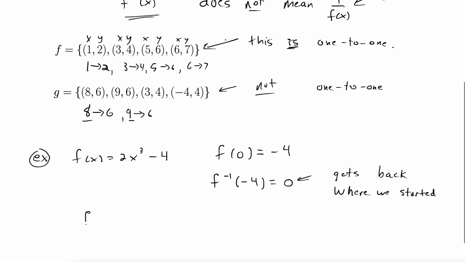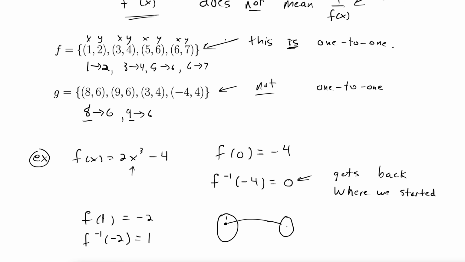Same function, let's do f of 1. Plugging 1 in for x, that's 2 times 1 minus 4, which equals negative 2. So f inverse of negative 2 must get us back to 1. We can look at it like this too: we put in 1 and we get to negative 2. That's our f. If we go backwards with f inverse, we put in negative 2 and we get back to 1. So that's f of x and f inverse of x.